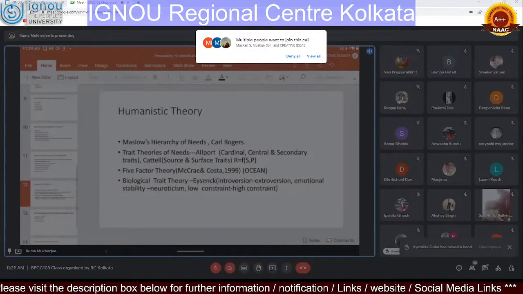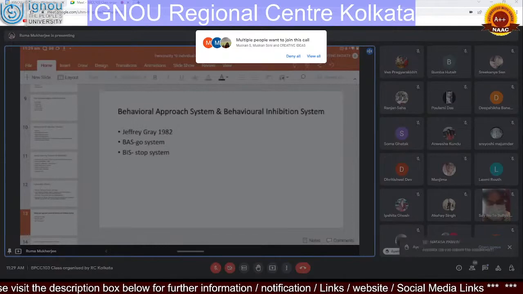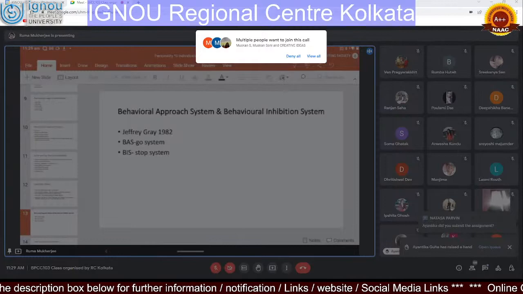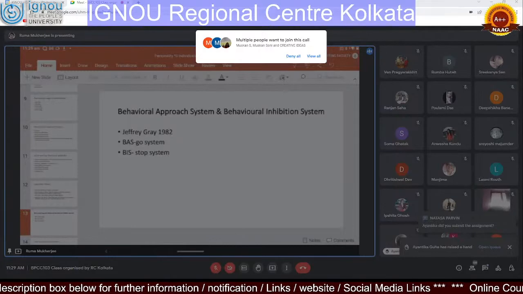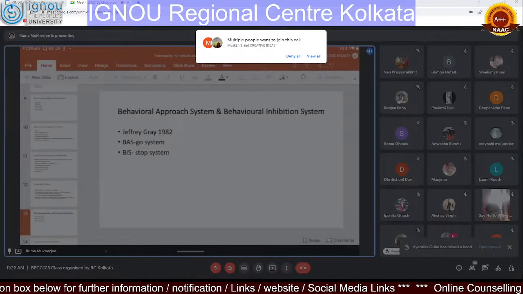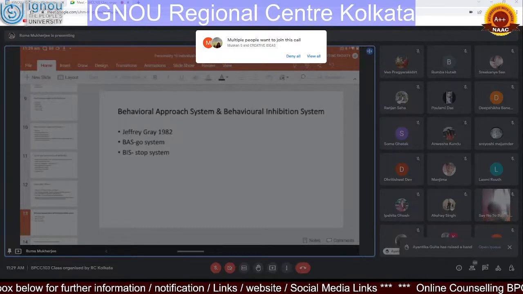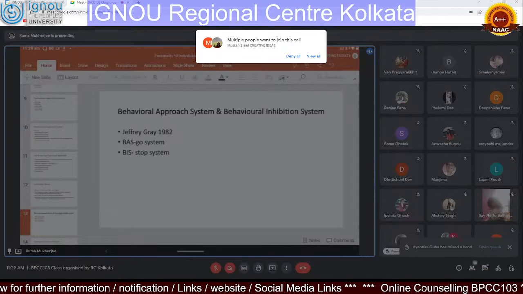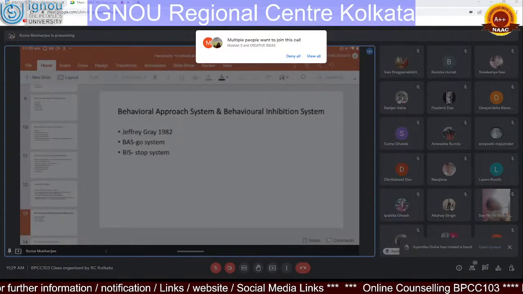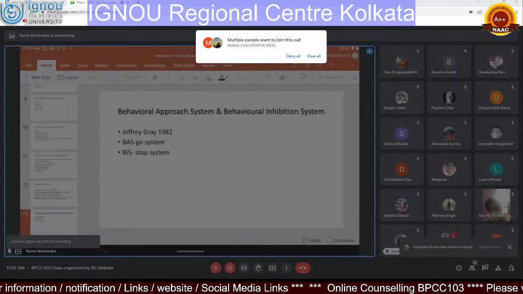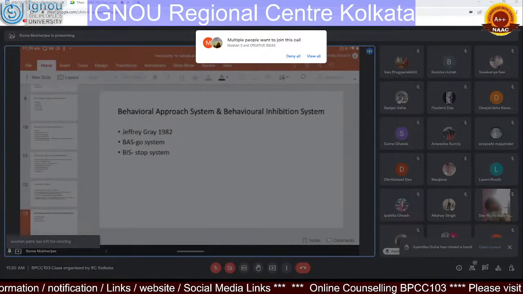Okay, so these are the main components of this biological trait theory by Eysenck. Then the next slide is about the behavioral approach system and the behavioral inhibition system. According to Jeffrey Gray in 1982, he described the behavioral approach system, BAS, and the behavioral inhibition system.